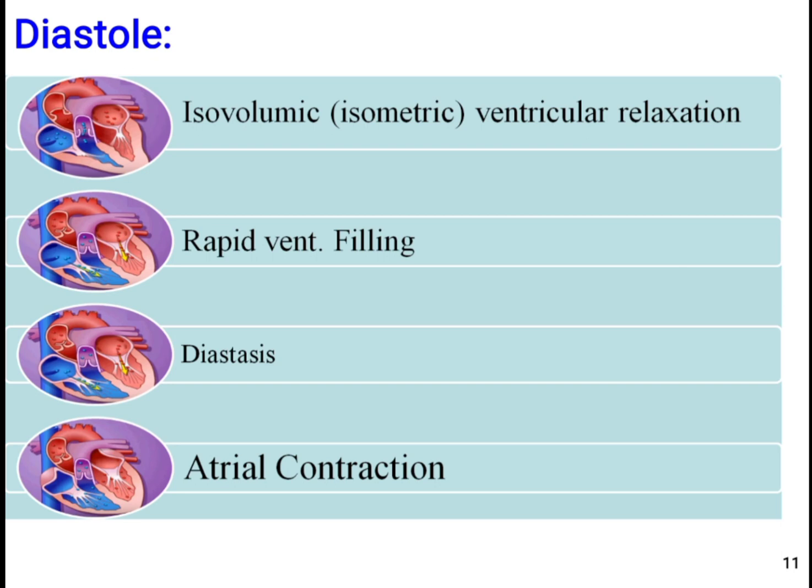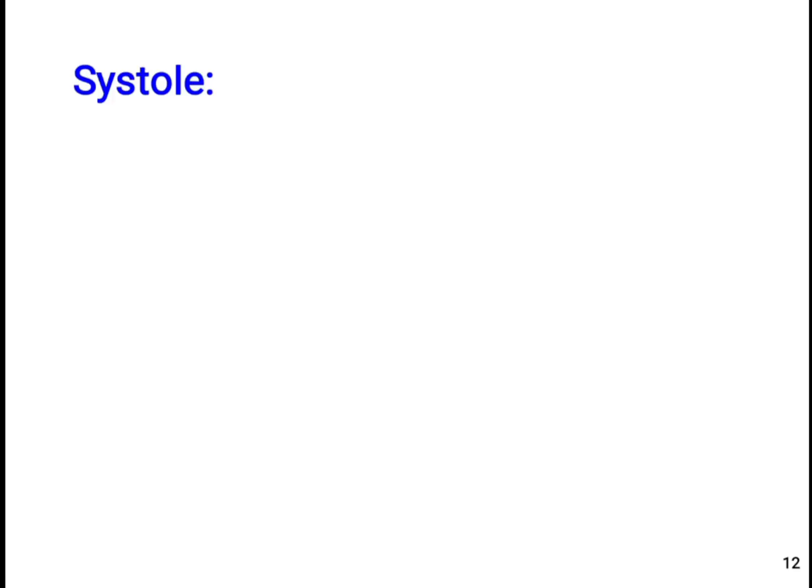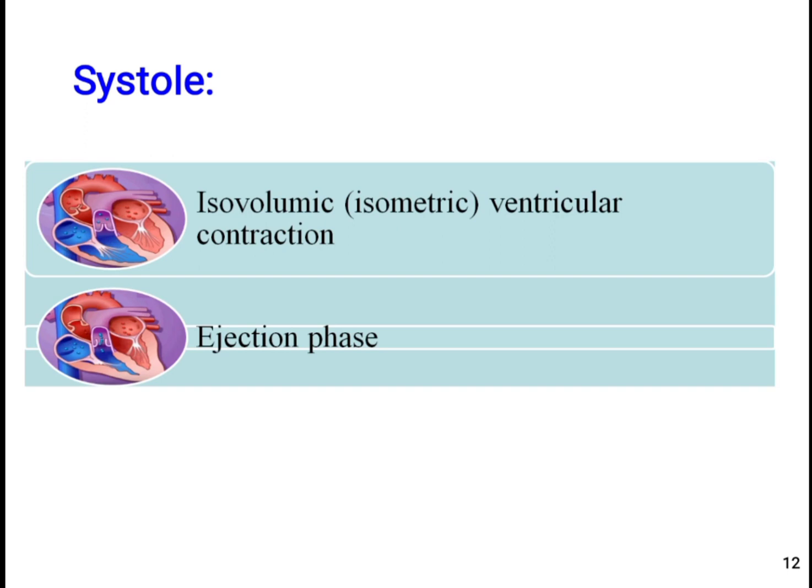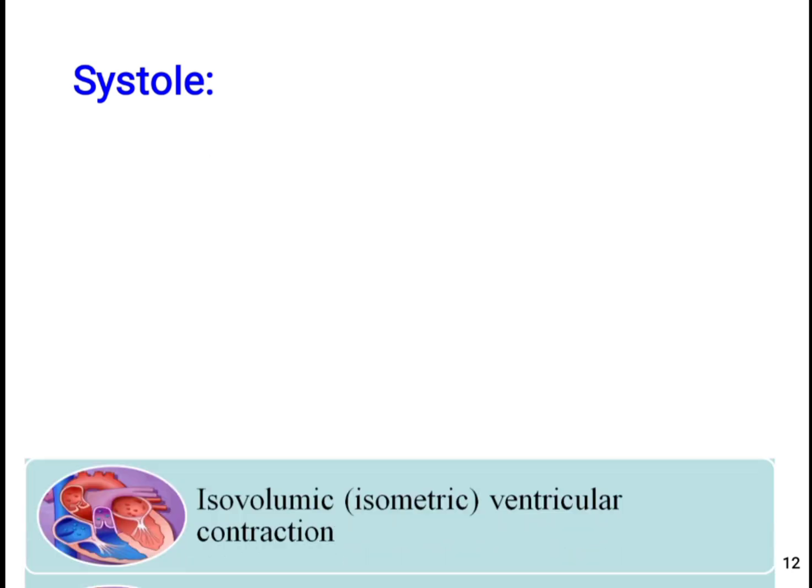So finally, we see diastole. In summary, in diastole, we have isovolumetric ventricular relaxation, then rapid ventricular filling, then diastasis and atrial contraction. During diastole, we have talked about this very clearly. During systole, we see isovolumetric ventricular contraction and the ejection phase. That is what is in systole.